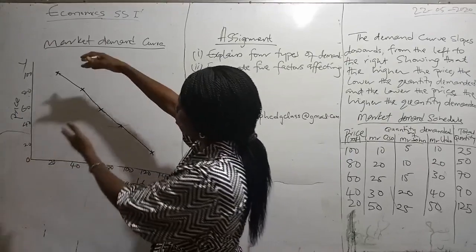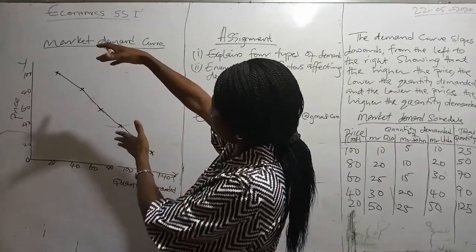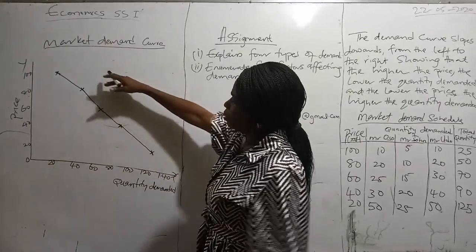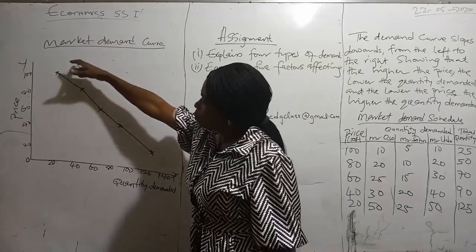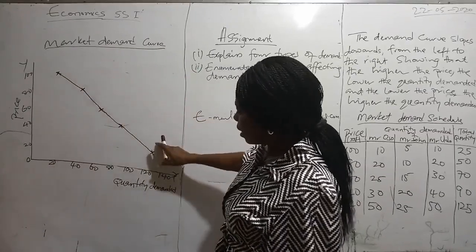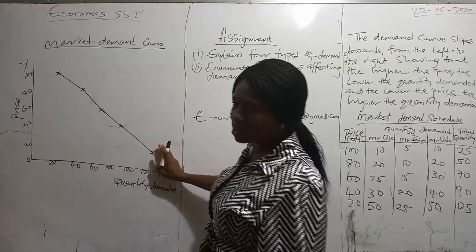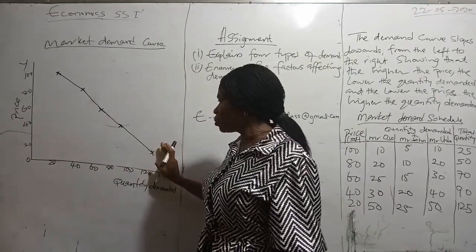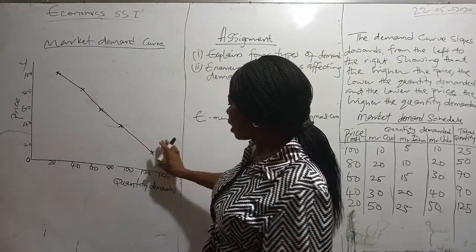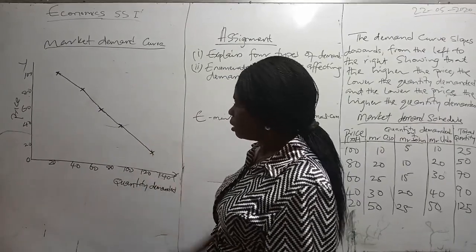By the time you join it, you will have your demand curve drawn out, sloping from the left to the right, showing that the higher the price, the lower the quantity demanded, and also the lower the price, the higher the quantity demanded.